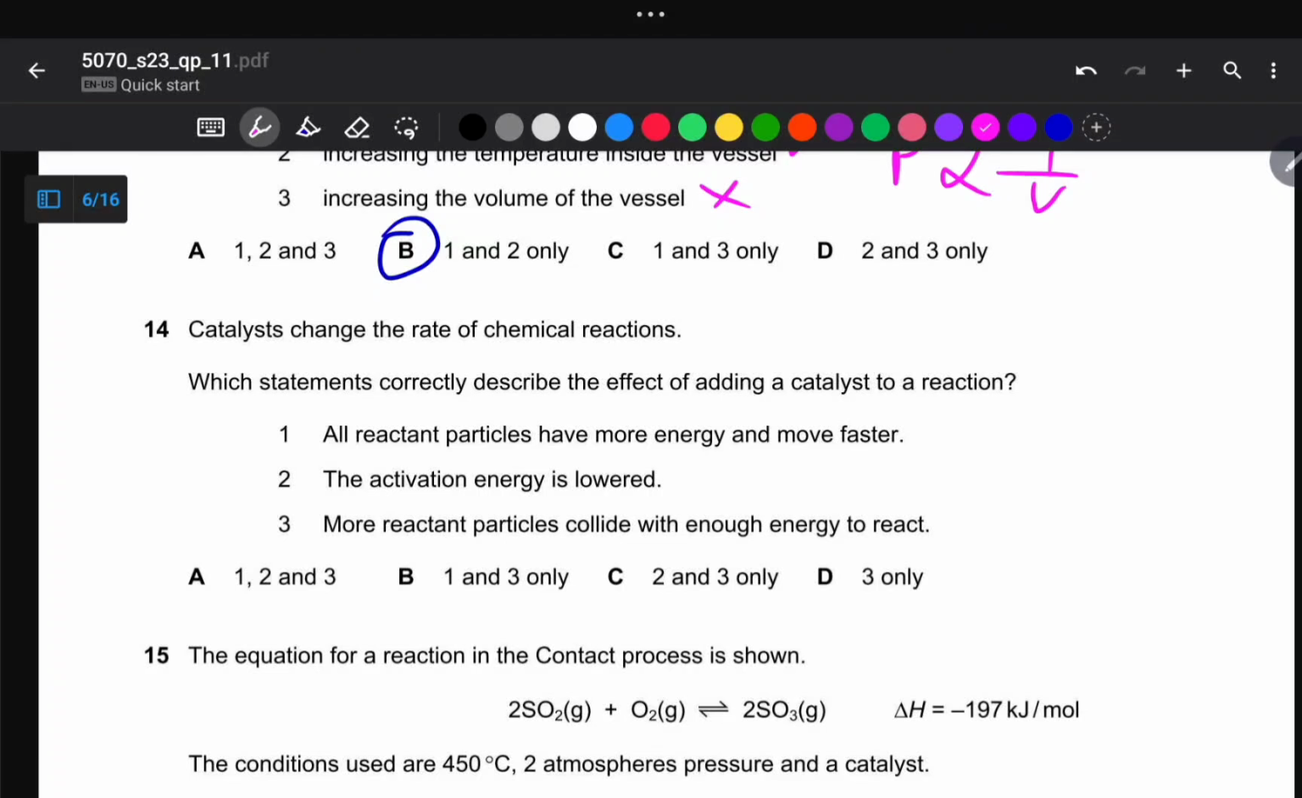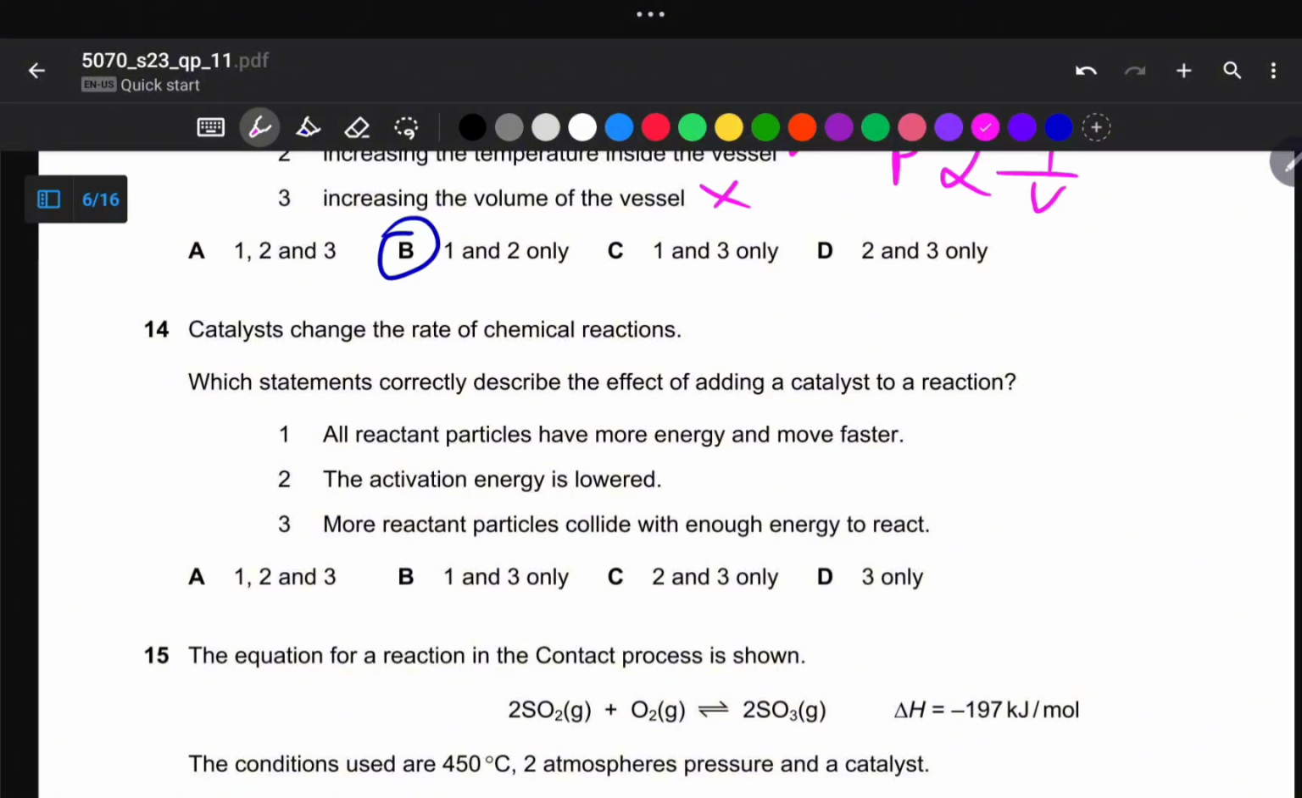So this is what we call reaction kinetics. So we now read our statement. So the first statement says all reactant particles have more energy and move faster. So this is incorrect. Why? It doesn't apply to the application of a catalyst. So a catalyst, we want to define a catalyst. A catalyst works by providing an alternate route with lower activation energy. So contrary to many publications, right, which say that catalyst reduces activation energy, a catalyst doesn't reduce activation energy directly, but it provides an alternate route with lower activation energy.